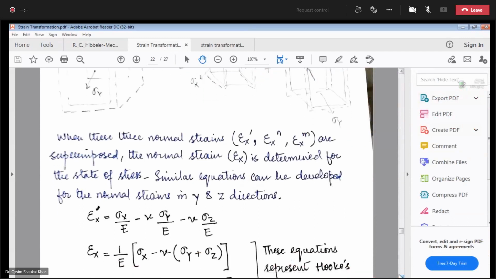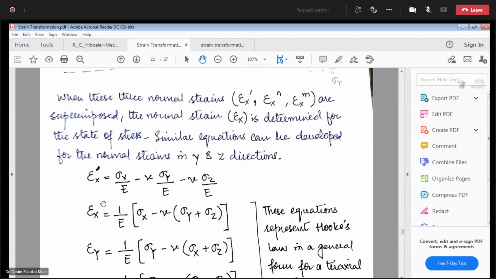So epsilon x is equal to sigma x over E minus mu times sigma y over E minus mu times sigma z over E. And what will epsilon y be? Epsilon y will be equal to sigma y over E minus mu times sigma x over E minus mu times sigma z over E. And epsilon z: sigma z over E minus mu times sigma y over E minus mu times sigma x over E. This concept is now clear, that in each direction there will be one normal strain and two lateral strains. Everyone agrees to this point? Yes, sir.